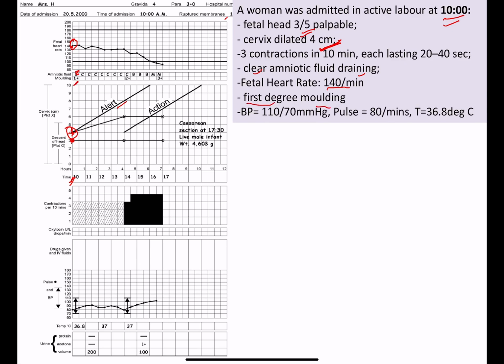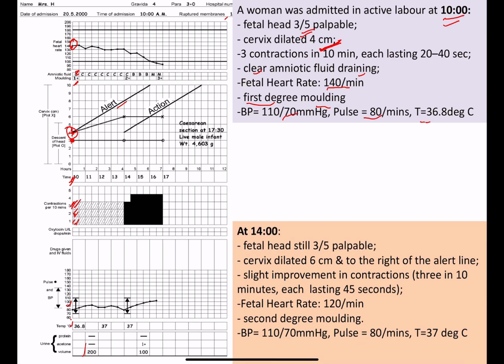so it has been mentioned +1 over here. And about the vitals of the mother, the blood pressure, pulse, temperature, it has been mentioned over here. You can see it's quite normal. Okay, and the uterine contraction, there were 3 uterine contractions, each lasting 20 to 40 seconds. It's a moderate type of uterine contraction, so we will be plotting with a dash circle over here in each box.